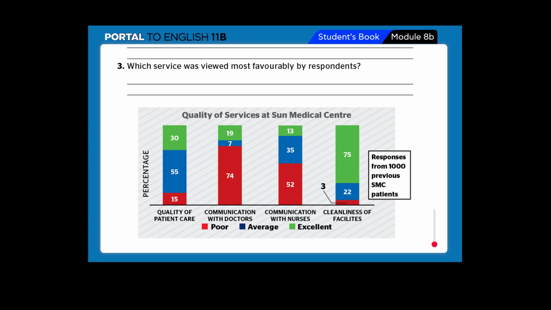We can have the first bar as an example, quality of patient care. We can see that 15% of patients think the quality here is poor, bad, while 50% of patients believe that the quality is average, and 30% of patients think that the quality is excellent. Now let's move to the questions.